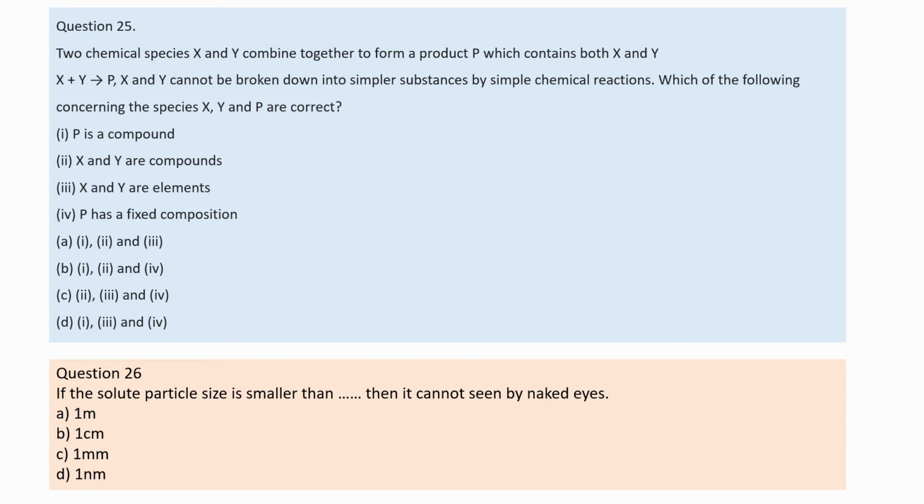Our next question is, two chemical species X and Y combine together to form a product P, which contains both X and Y. So here our reaction is: when X combines with Y, it gives us product P. Now X and Y cannot be broken down into simpler substances by a simple chemical reaction. We cannot break them down into a simpler form. That means they are elements.